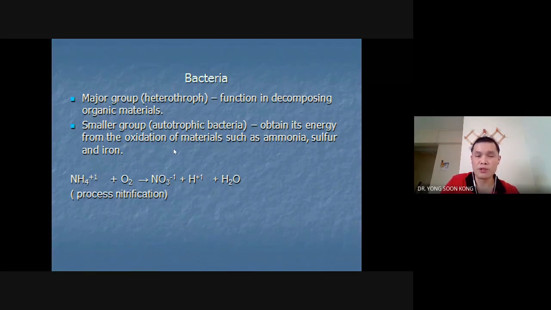And if you remember, I think this process is closely related to nitrifying bacteria. What is the name of it? Nitrobacter, if not mistaken. Nitrobacter converts ammonium into nitrate. So this is what Nitrobacter does.